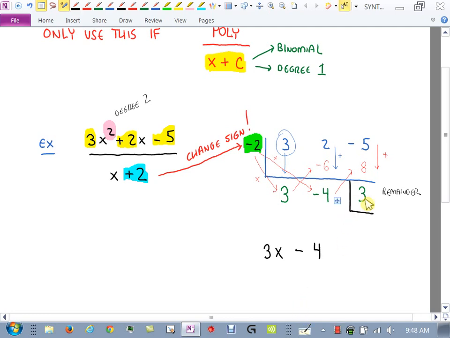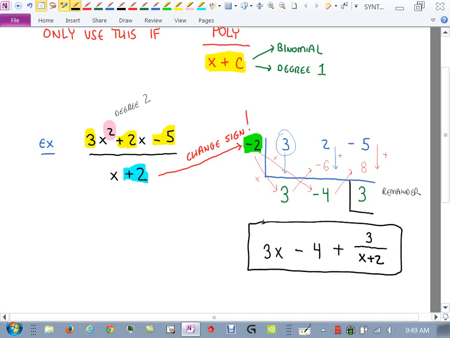And then how do we use the remainder? Well, from last class we said you don't write R3, right? We don't do that anymore. What I said is you always put plus, then you put your remainder, which is 3, over your what? Divisor, whatever you're dividing by. What were we dividing by? X plus 2. And we're done.